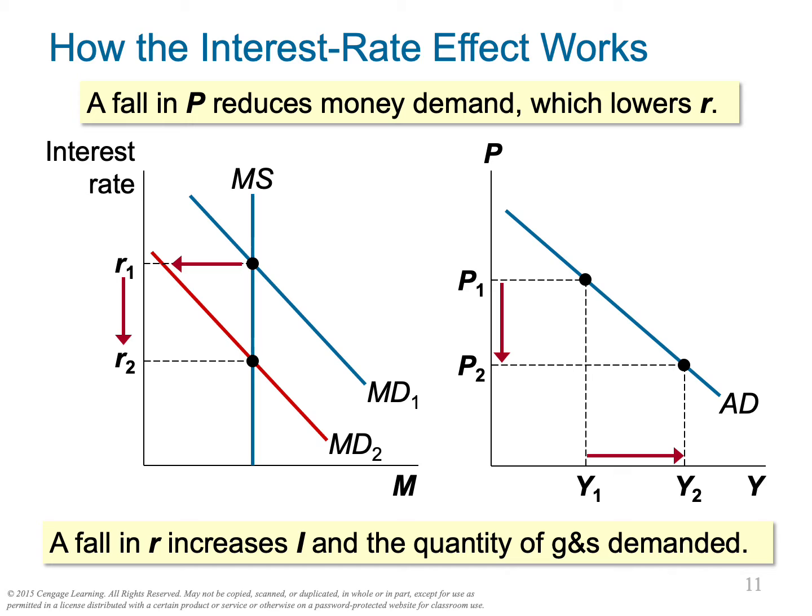Okay, so that's actually what's going on. This is an illustration of the interest rate effect, explaining why the aggregate demand curve is downward sloping, right? So that's an illustration of the interest rate effect at work.